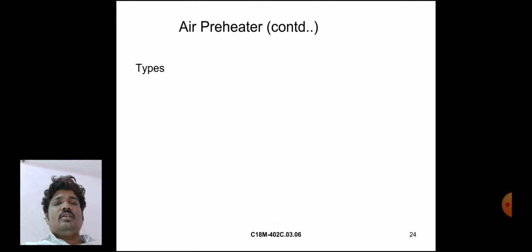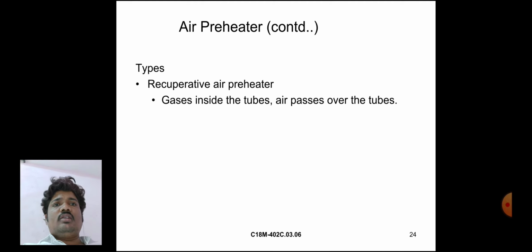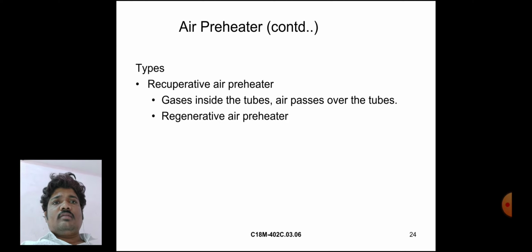Air preheater types. Recuperative air preheater: gases flow inside the tubes and air passes over the tubes. Regenerative air preheater: air and gases are passed alternately.